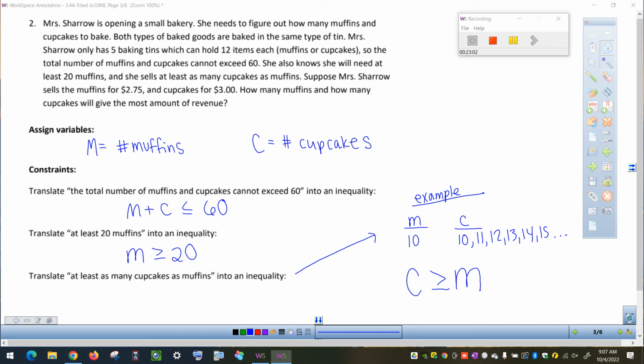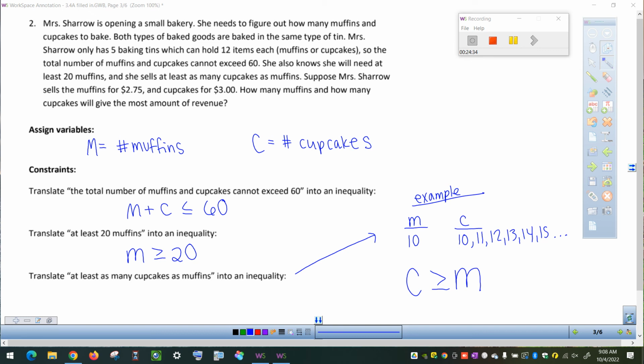So I'm going to think, all right, if it's at least as many cupcakes as muffins, I'm just going to make up some number of muffins, like 10. Let's say I have 10 muffins. Well, at least as many cupcakes as muffins. I could have 10 cupcakes, because that's at least as many as I have muffins, so it could be the same amount. Or I could have anything more than that. I could have 11 cupcakes, 12, 13, I could have 30. That would be at least as many cupcakes as muffins.